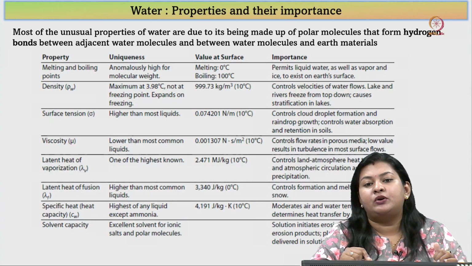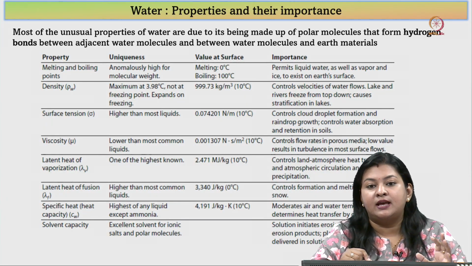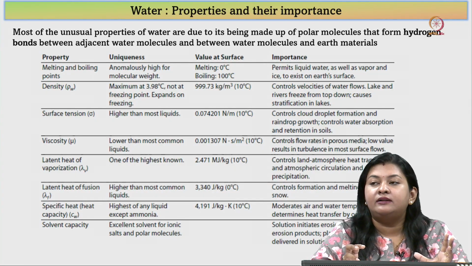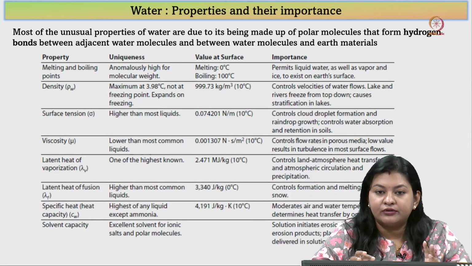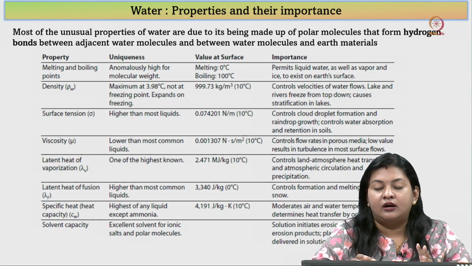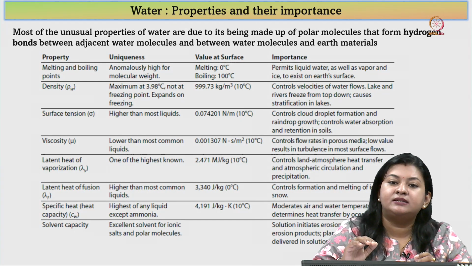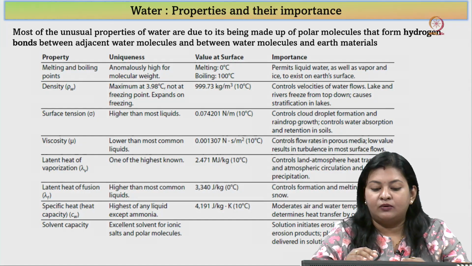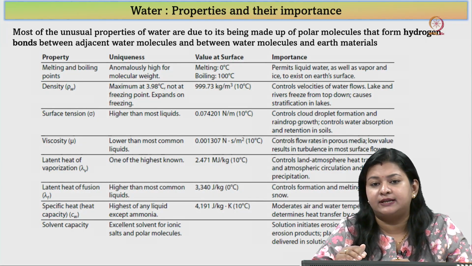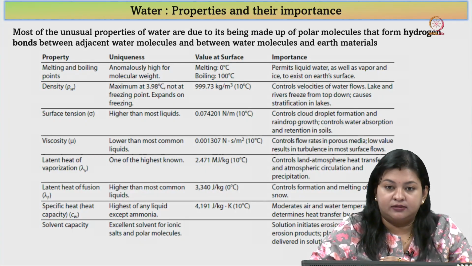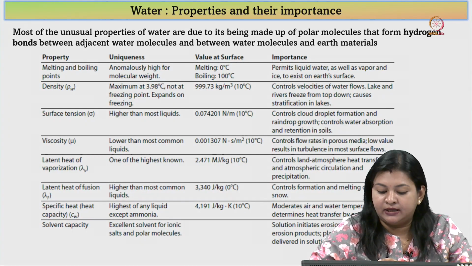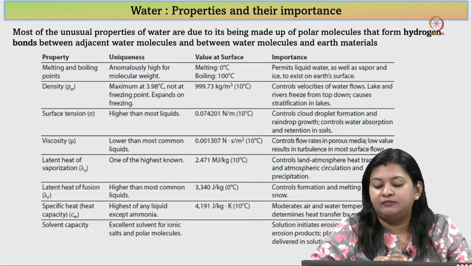Another extremely important property is viscosity. What is viscosity? It is like an internal friction due to the intermolecular forces inside the water molecules. It is a kind of friction, so there is a viscous nature, the resistance for the water to flow. It is lower than most common liquids, and this controls the flow rates in porous media.